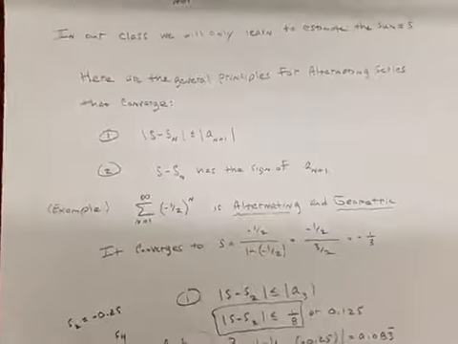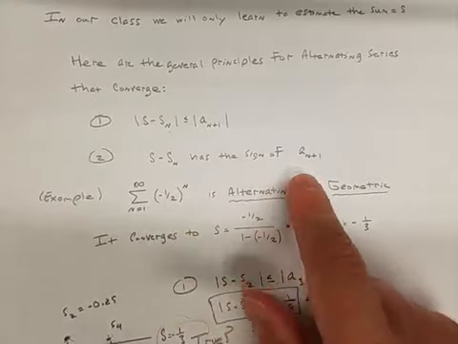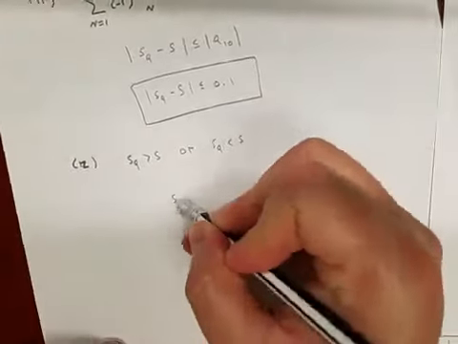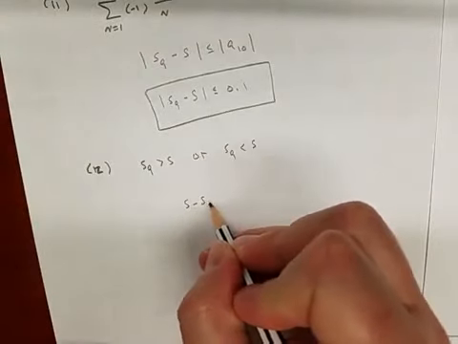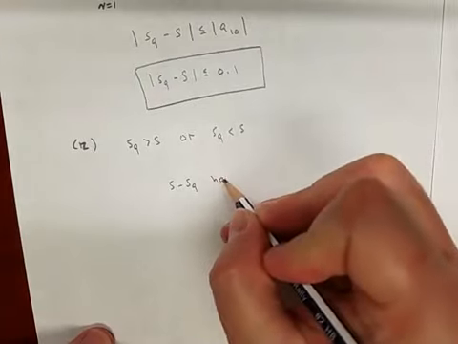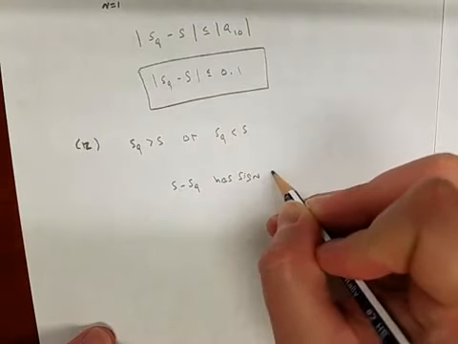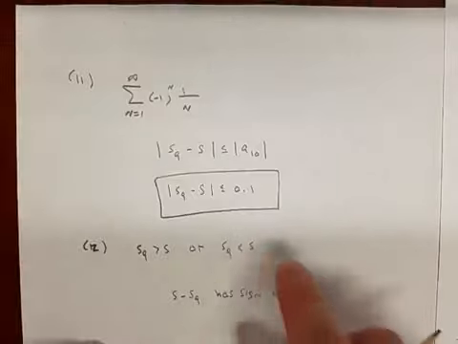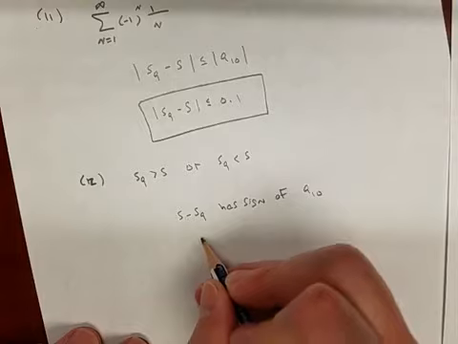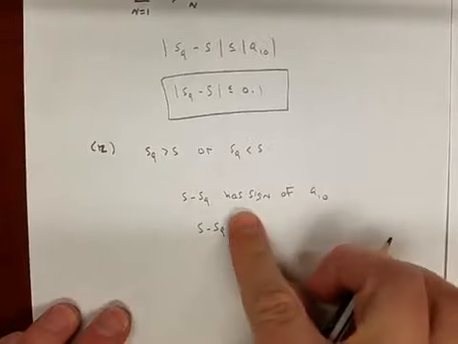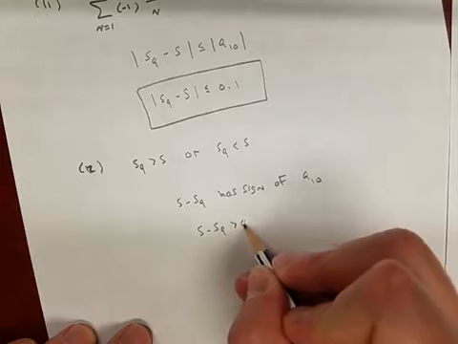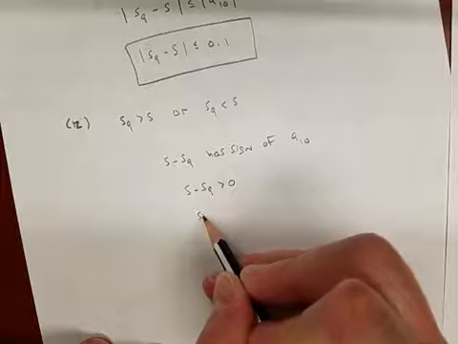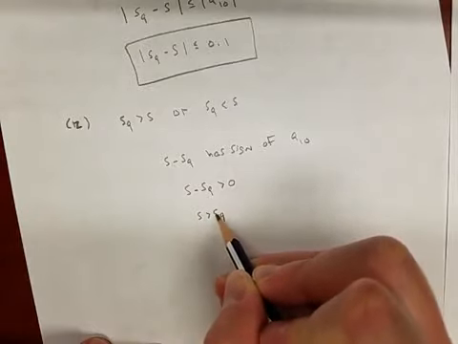But again, let's use this. That will have the sign of this. So I know that S minus S9 will have the sign of a 10. The 10th term of this series is positive. So that means S minus S9 is a positive number. So that means it's like that. Translate that, turn it around. It says S is bigger than S9.